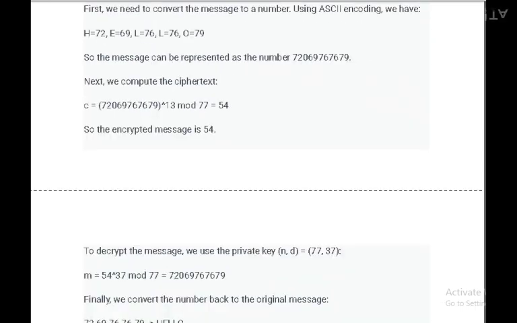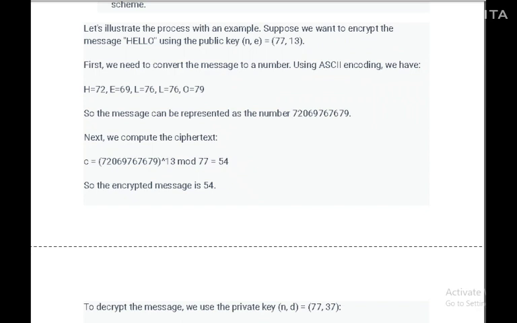Now let us take an example to illustrate the implementation of this system. Let us take a message containing a block, hello.